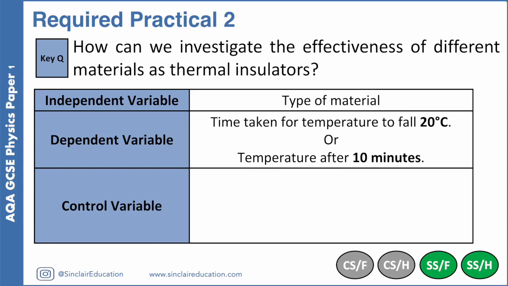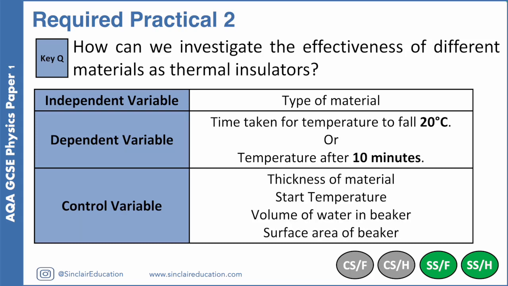For control variables though, everything else needs to be kept the same. So the thickness of that material, the start temperature, the volume of that water in the beaker, and the surface area of the beaker are all going to be critical control variables that we require. Remember as well, wherever you can, to name the equipment you'll use.